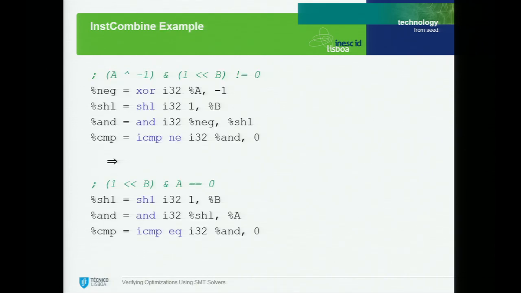So let's look at this example. A few months ago, someone sent an email to the mailing list saying, well, I'd like to do this transformation. And the first time I looked at it, it was not really clear to me whether it was correct or not. Does anyone have an opinion? I can give you a hint. This was committed to LLVM. And then it was reverted.